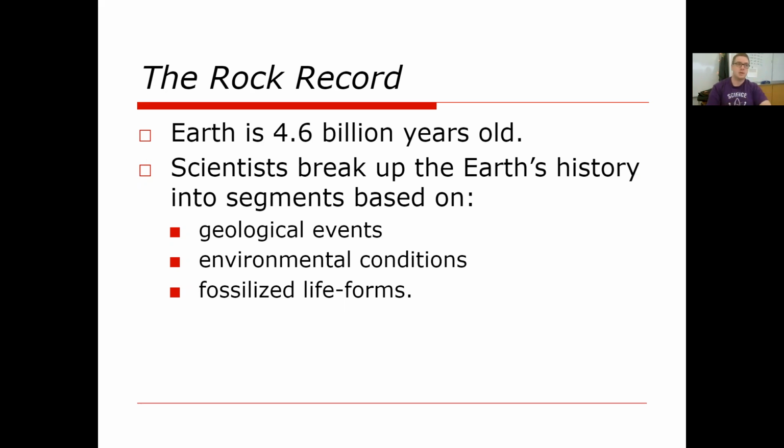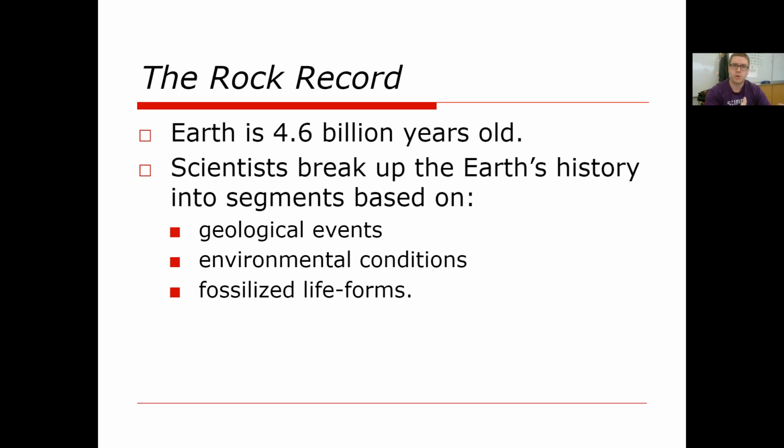Environmental conditions, ice ages, global warming events, mass extinctions, different species taking over different areas, organisms going from the ocean onto land, going from single cell organisms to multicellular organisms. All of these different smaller events or environmental conditions scientists use to further deconstruct or break down that 4.6 billion years into smaller segments. And the last bit of information they use is on fossilized life forms.